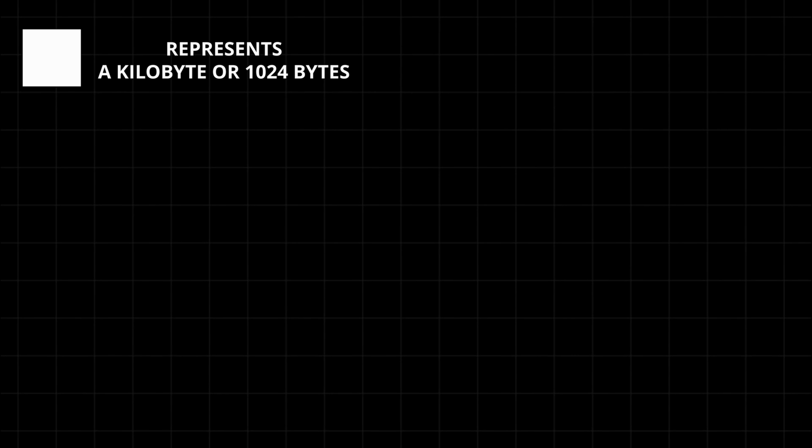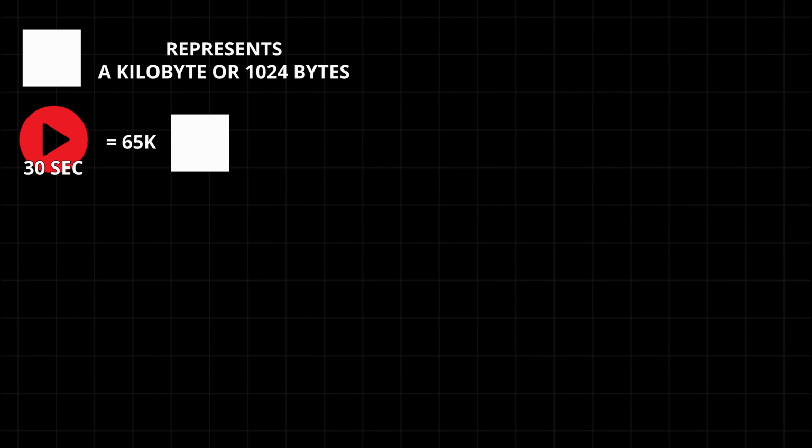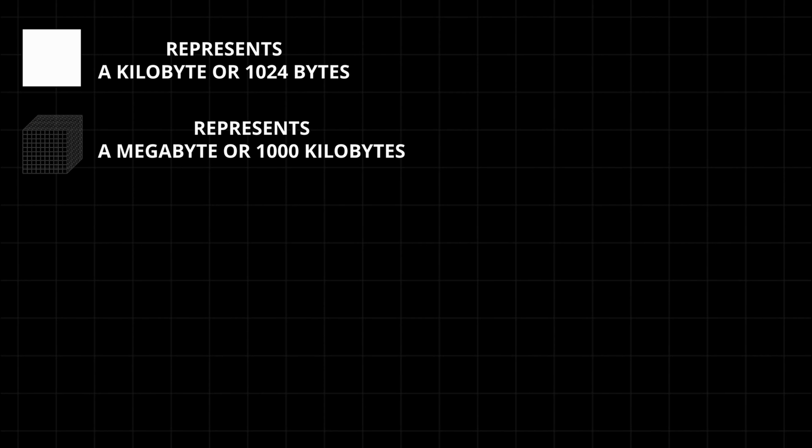Since we now know the building blocks of binary storage, we can move on to the most notable storage sizes and how they relate with binary. The smallest one of these is called a kilobyte, which is 1024 bytes, or in other words, 8,192 ones or zeros. In today's world of videos, a 30-second video is 65,000 kilobytes, or once again, in other words, 65 megabytes. A megabyte is 1 million bytes, or 8 million ones and zeros.